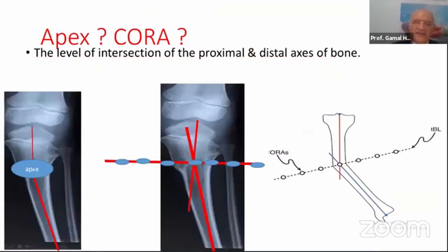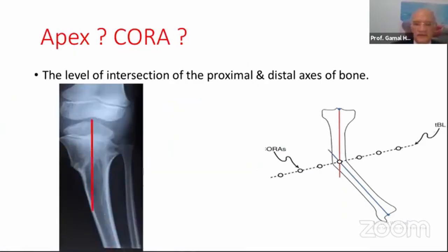Again, what's the difference between the apex and the CORA? This is the apex. When the proximal axis and the distal axis meet each other, this is the apex, 1 point. But the CORA is an axis. So we have the proximal axis of the bone in the center and the distal axis. And they meet each other at this point. And along that point on the transverse bisector line, this is CORA, that's CORA, this is CORA. They are all CORAs along the transverse bisector line.